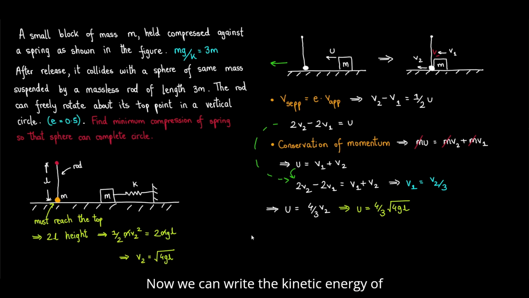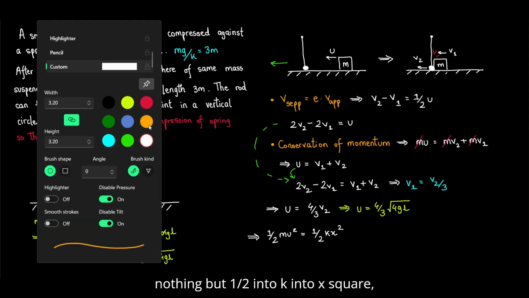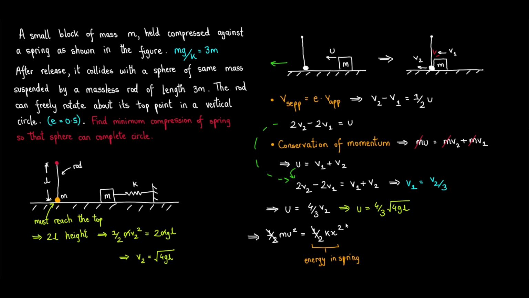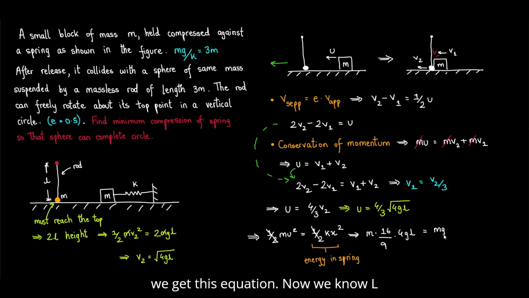Now we can write that the kinetic energy of the block initially is equal to the energy stored in the spring, which is nothing but half into k into x square, where x is the compression in the spring. This energy in the spring will convert into the kinetic energy of the block. Now replacing k equals mg by 3, which is given in the question, and replacing u equals 4 by 3 root 4gL, we get this equation.